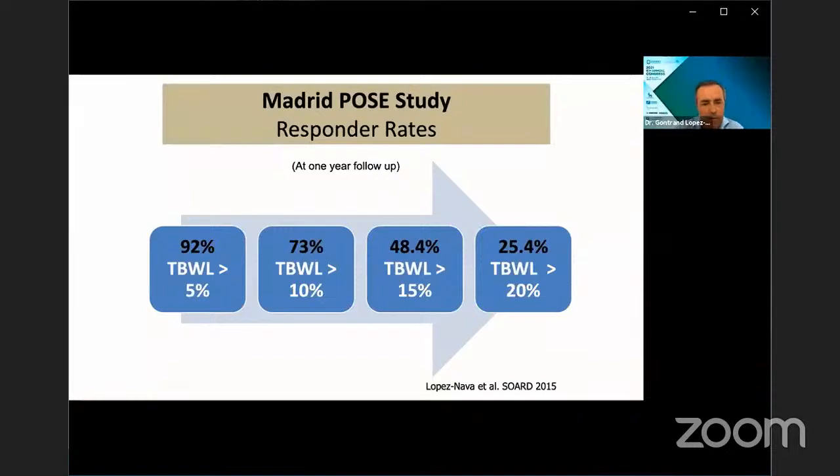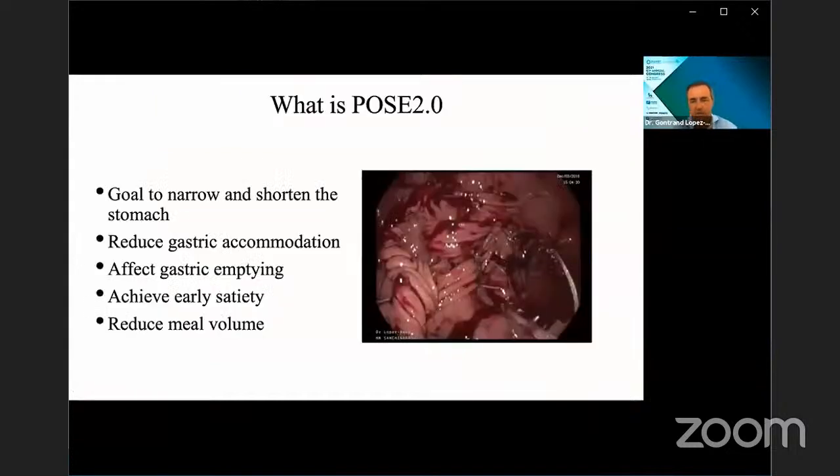What we published in these 147 patients was a good total body weight loss. More than 10% of weight loss was achieved in 73% of the patients. 15% of weight loss was achieved in almost half of the cohort, and more than 20% was achieved in 25% of them, which were enough and good results in terms of weight loss.